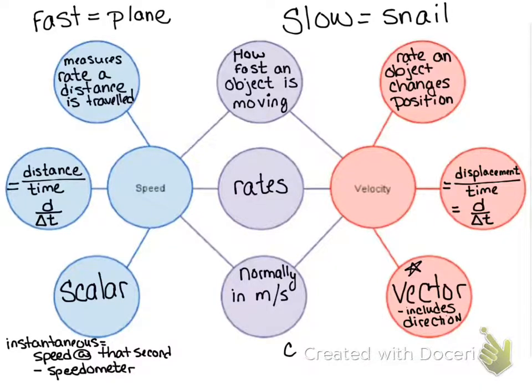So if I'm in the car and I'm going 60 miles per hour, I look down at my speedometer, it says 60. That's how fast I'm going right then. That doesn't mean that's how fast I'm going the whole time. That's just what the speedometer says right at that moment.